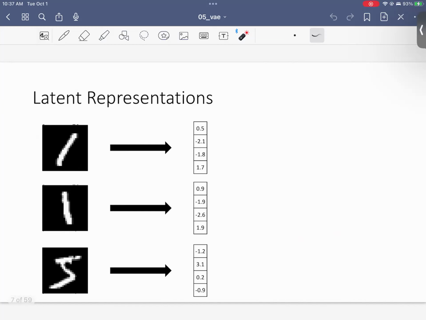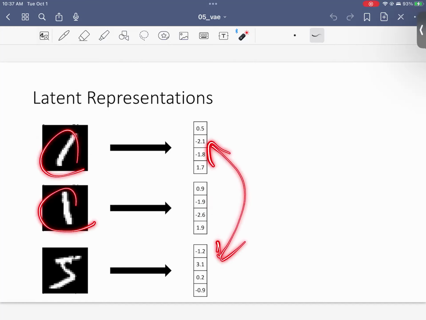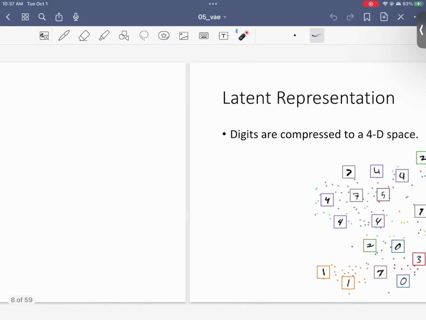And this was our example of how different digits could be transformed into a 4-dimensional vector. I noted that these two should be similar in terms of their values compared to these two or these two, right? Because they are ones and this is a 5, right?